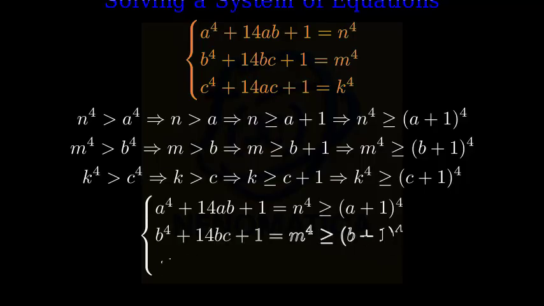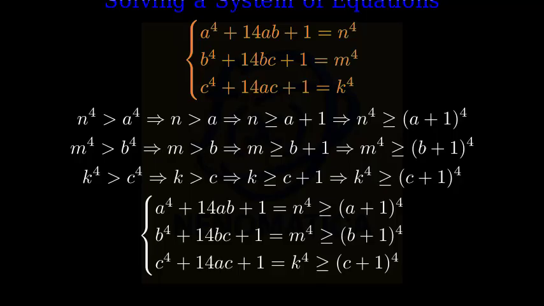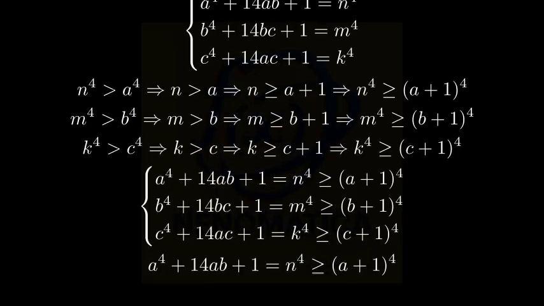Here's our system again. a to the power of 4 plus 14ab plus 1 equals n to the power of 4. b to the power of 4 plus 14bc plus 1 equals m to the power of 4. c to the power of 4 plus 14ac plus 1 equals k to the power of 4. From our first inequality, we know that n to the power of 4 is greater than or equal to (a plus 1) to the power of 4. So from the first equation, a to the power of 4 plus 14ab plus 1 is greater than or equal to (a plus 1) to the power of 4.